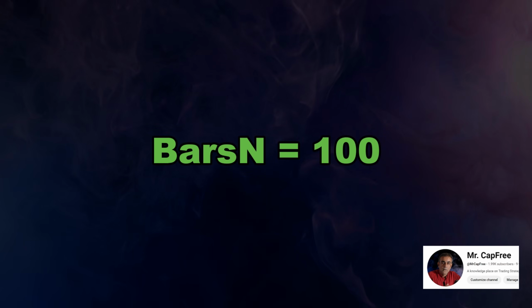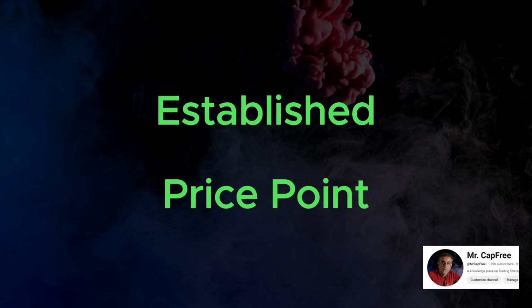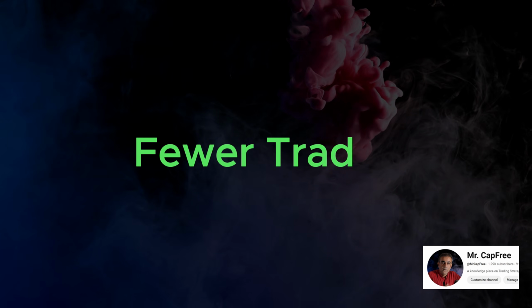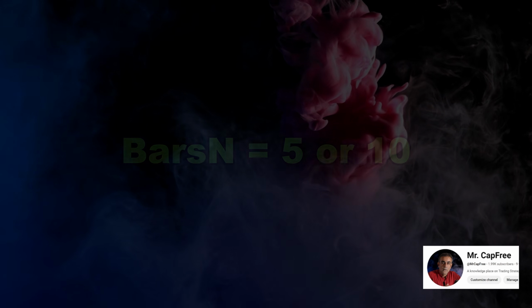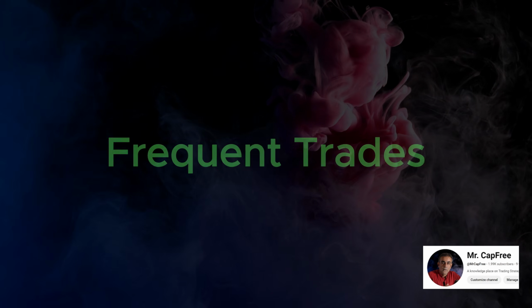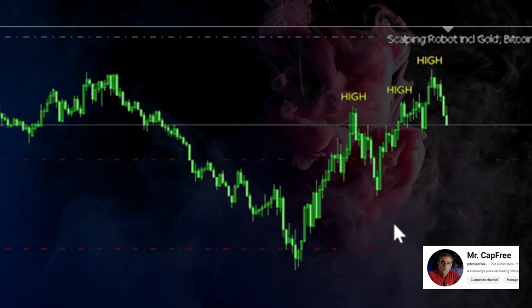So with a higher value of 50 or 100, you place your orders on a more established price point, but there are going to be fewer trades. And on a smaller value, trades are going to be more frequent as the EA is going to continue to trade every new high that forms in the market. So it's a trade-off.